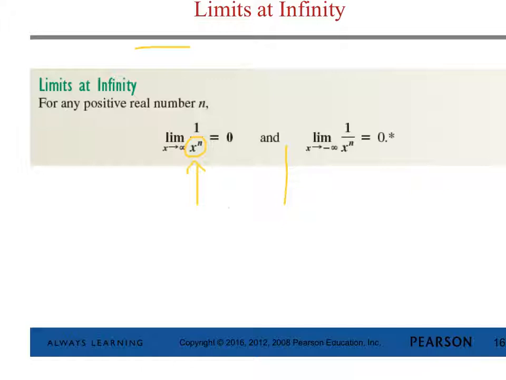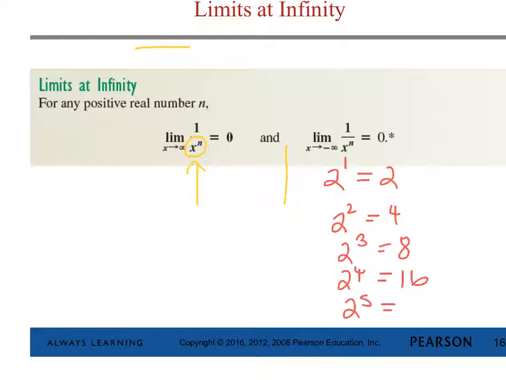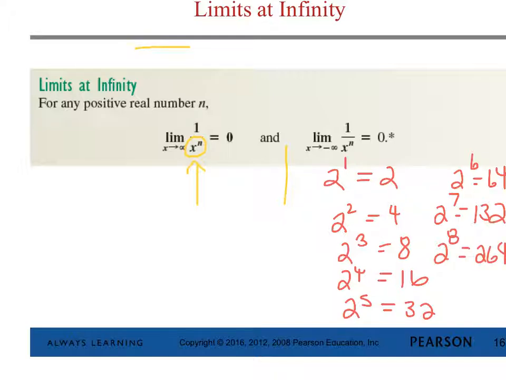So let's say we take a number like 2. 2 to the first power is equal to 2. 2 to the second power, 4. 2 to the third power, 8. 2 to the fourth power, 16. 2 to the fifth power, 32. 2 to the sixth power, 64. 2 to the seventh power, 128. 2 to the eighth power, 256. 2 to the ninth power, 512. And it's just going to go on from there.